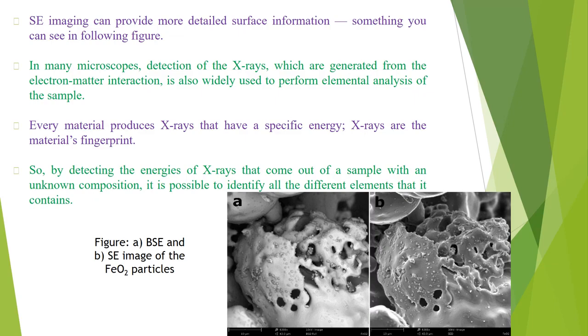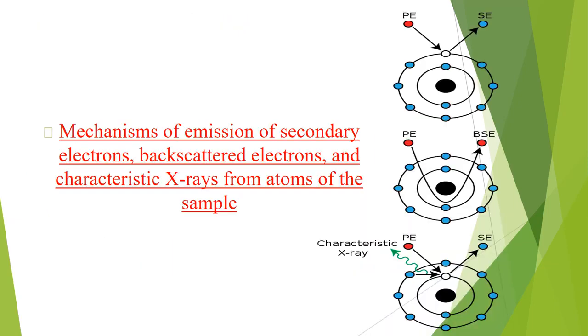Figure A shows the backscattered electron image and B the secondary electron image of iron oxide particles. The mechanism of the emission of secondary electrons, backscattered electrons, and characteristic X-rays from atoms of the sample can be seen in these figures.